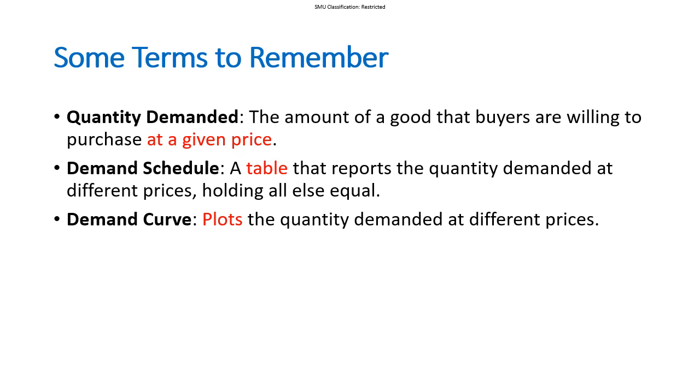Some terms to remember. Quantity demanded is the amount of a good that buyers are willing to purchase at a given price. Demand schedule is a table that reports the quantity demanded at different prices. Demand curve is a diagram which plots the quantity demanded at different prices.